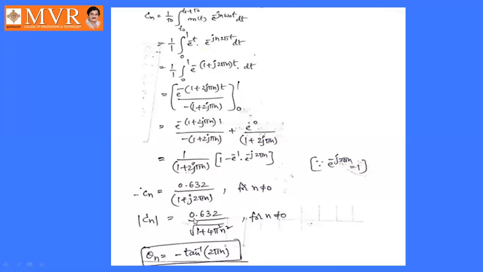After that, we will find the magnitude: |Cn| equals 0.632 divided by the square root of the real term squared plus the imaginary term squared, so it is 0.632/√(4π²n²+1). And θn is minus tan inverse of the imaginary term by the real term. The imaginary term is 2πn and the real term is 1, so θn equals minus tan inverse 2πn. So the magnitude expression and the phase expression are there. By using these two expressions, we can draw the magnitude plot and the phase plot.